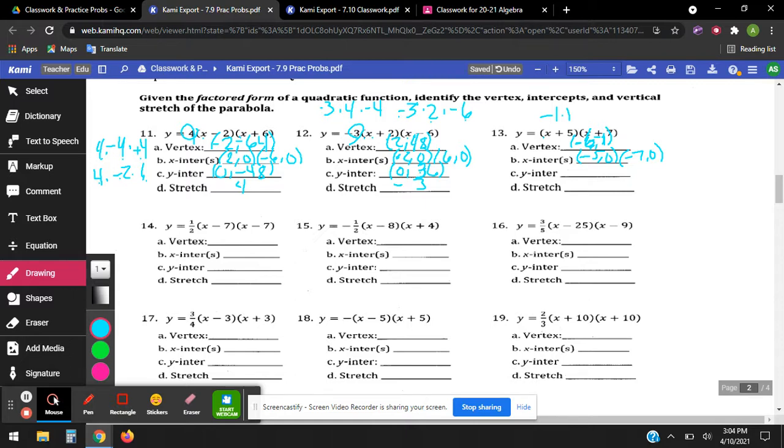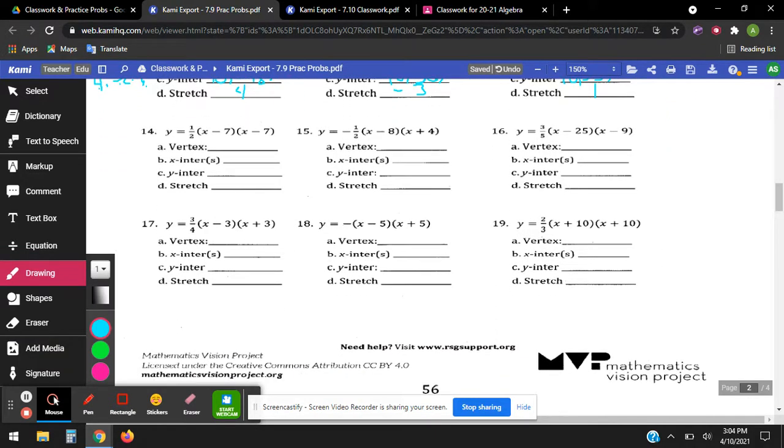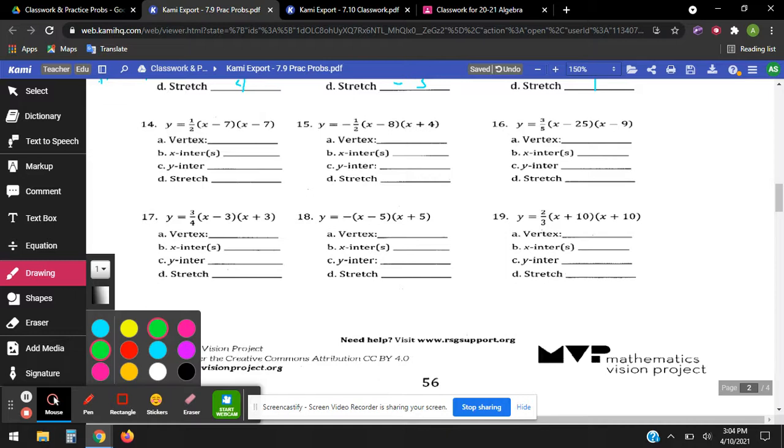And if I plug in a 0 for my x, 5 times 7 is 35. And I have no stretch. Well, I have a stretch of 1. There's no number there, which means we assume we are multiplying by 1. Okay, so this guy, do green.